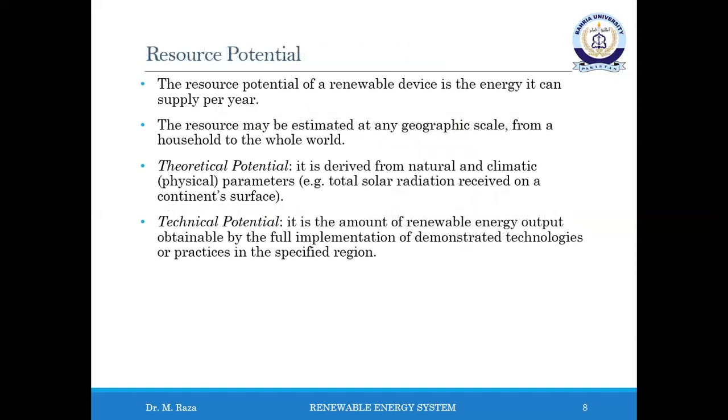The resource potential of a renewable device is the energy it can supply per year. The resource may be estimated at any geographic scale from a household to the whole world. There are two common measures of resource potential in a geographical area. The first, the theoretical potential, is derived from natural and climatic parameters. For example, total solar radiation received on a continent surface.